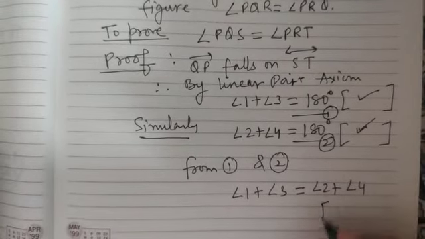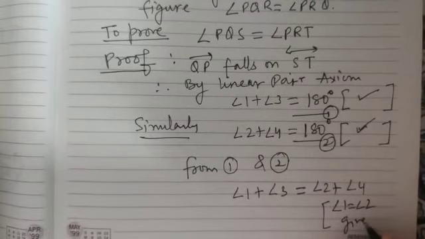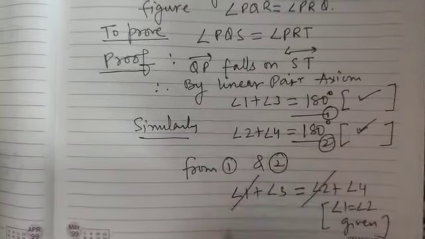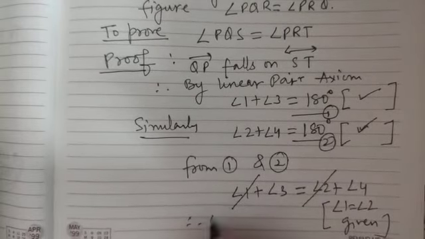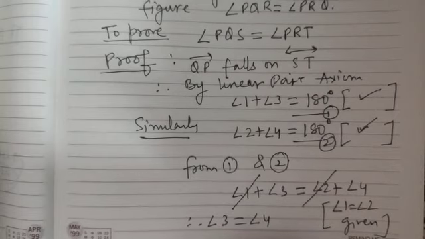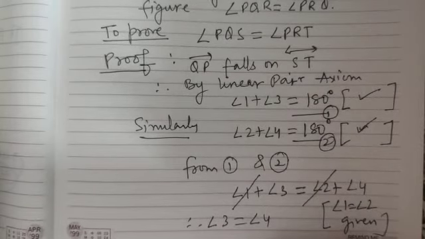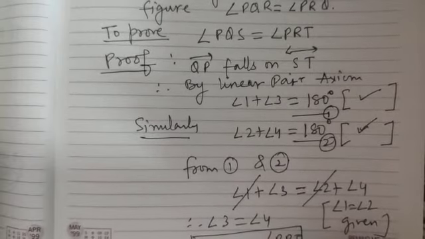Now it is given that angle 1 is equal to angle 2. So we can cancel this from both sides. So what is left? Therefore, angle 3 is equal to angle 4. Right? So angle 3 is what? Angle PQS, and angle 4 is what? Angle PRT. And this is what we had to show.